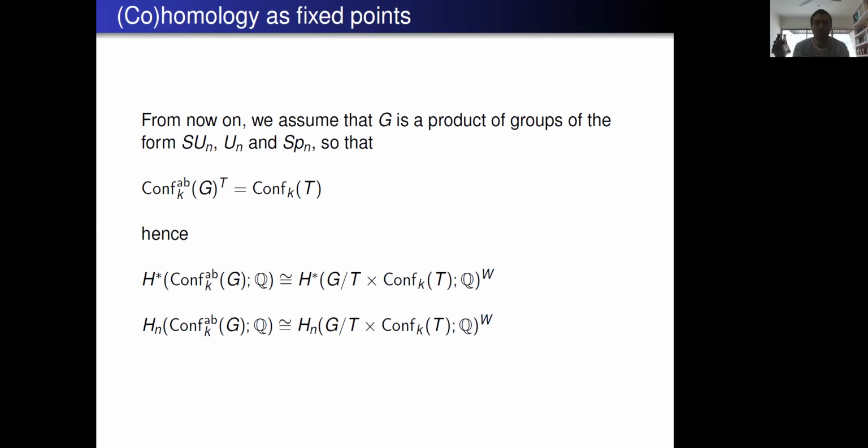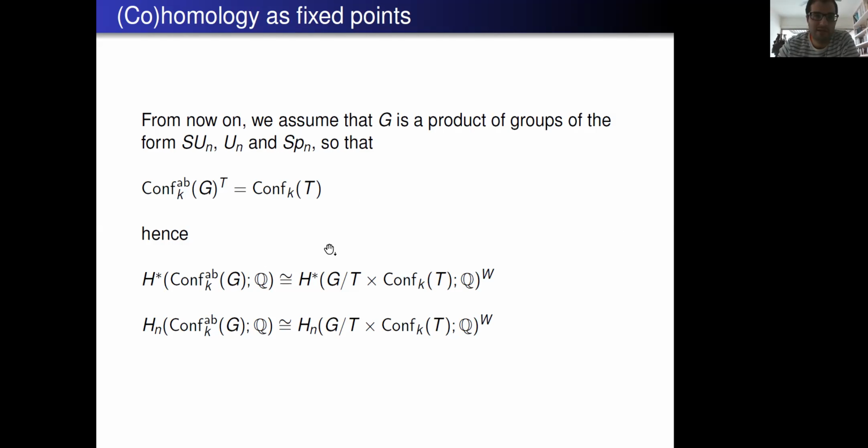Okay, so from now on, I'm going to assume that the compact group that I'm going to be dealing with is a product of groups which are special unitary groups and symplectic groups. And I forgot to put here a finite product, because I still want it to be a compact Lie group. The reason why I'm imposing these conditions is because I want the fixed points under the conjugation action of the torus to be the configuration space of the torus.